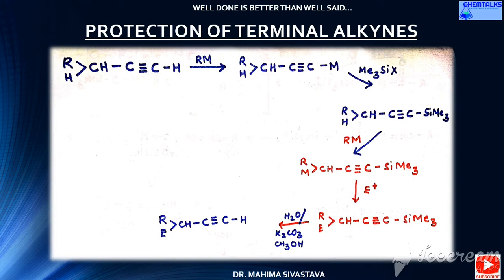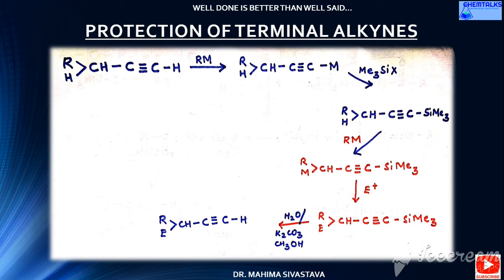Now after that, the reactions which I have shown in red color, if you try to react again with the same organometallic compound, the metal cannot displace the silicon part, and thereby our alkyne remains protected. No substitution occurs at that position. However, the other hydrogen gets substituted by the metal.